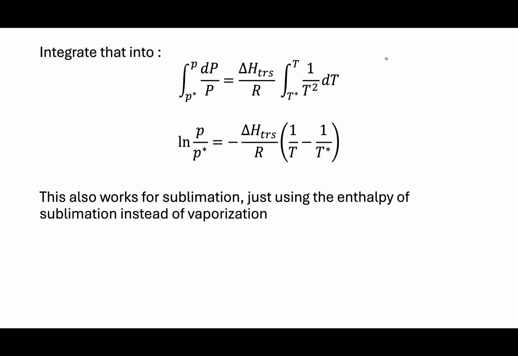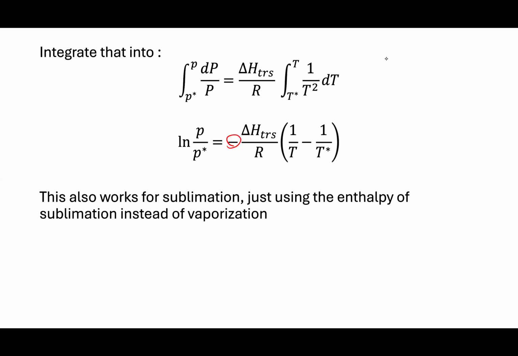And then the integral of 1 over T squared with respect to T is going to be negative 1 over T. This is where the negative comes from. Don't forget the negative, it's pretty important. We have the negative coming out, and 1 over T over these limits is 1 over T minus 1 over T star, or 1 over T2 minus 1 over T1, however you want to say it.